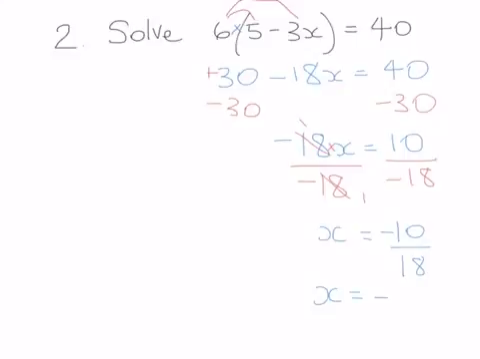So the negative is out the front. 2 into 10 is 5, and 2 into 18 is 9. So we've solved that equation now, where the answer of x equals minus 5/9 satisfies that equation.